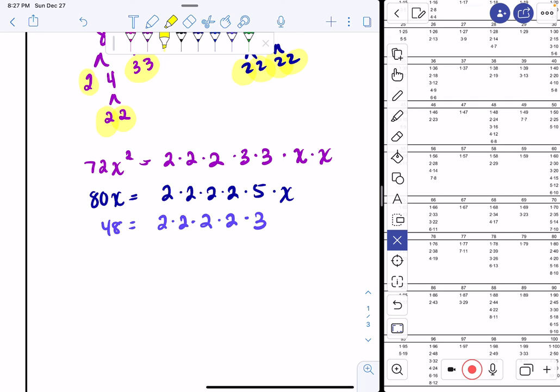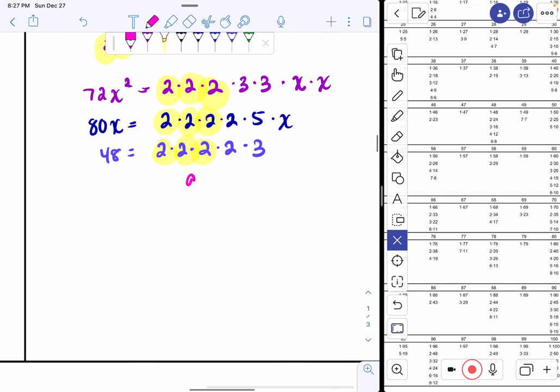Now we want to highlight what's in common. So I have to ask you what's in common. I've got 1, 2, 3 2's in common. So 1, 1, 1, 2, 2, 2, 3, 3, 3. No other 2's in common. They don't have any 3's in common. So I have to ask myself, do they have any x's in common? They don't have any x's in common. So my GCF is just going to be 2 times 2 times 2, which is 8.